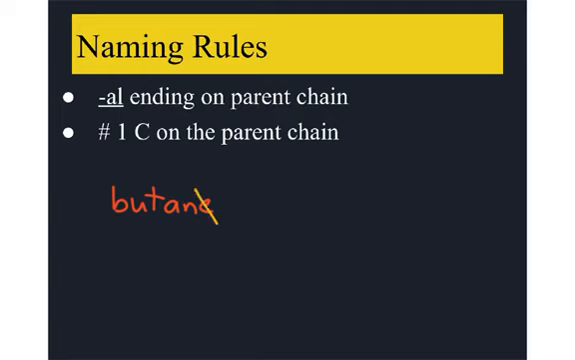Again, just the E goes off, and it becomes a butanal. That's the new ending there. This will always be your number one carbon because the functional group, remember, takes numerical priority. So if the double bonded O is on the left, that's your number one carbon. If the double bonded O is on the far right, that's your number one carbon.